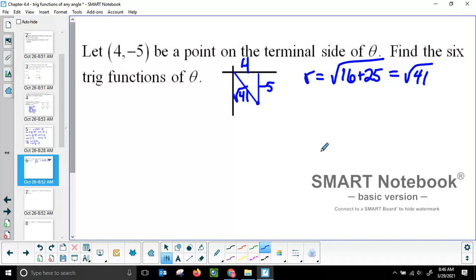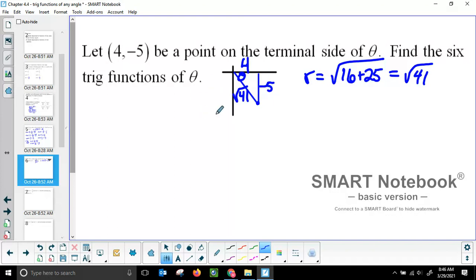Okay, so instead of using all of those formulas, I just created a triangle here. Put my point for -5 here. 4 tells me how far horizontally I'm going. -5 tells me how far vertically I'm going. And then you can just use the Pythagorean theorem to get the hypotenuse. My angle theta is always the angle made at the origin.